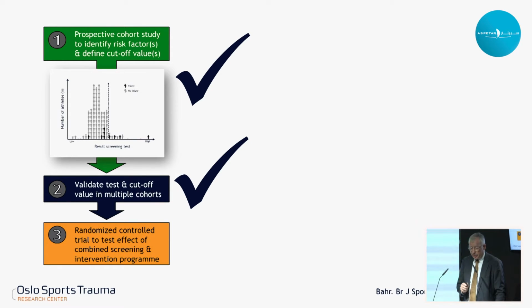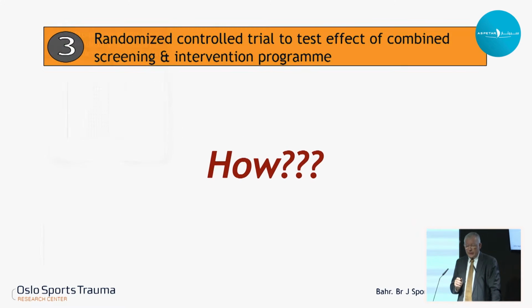But then there's also a third step needed. And that third step is that we need to do a randomized control trial to test the effect of a combined screening and intervention program to prevent injury. And the question then is, how does this need to be done? Because in my opinion, it would have to differ from the normal randomized control trials we do, and I'll explain how and why now.